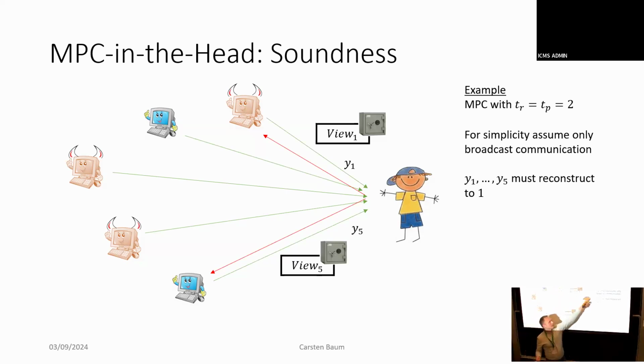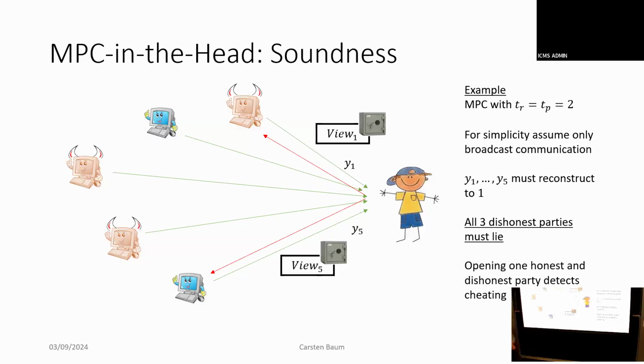But I assume broadcast communication. So this one here sees that this one has a different message received than this one was supposed to send. So I see that something went wrong in the MPC protocol and I detect cheating. Now I just need to count the cases. There are 4 subsets where, as a verifier, I either get only honest or only dishonest parties. And then there are 6 subsets where I get 1 honest and 1 dishonest party. So my chance of detecting that there was cheating is more than 50%.